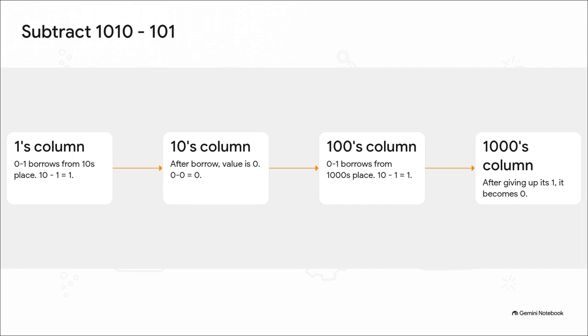Moving to step 2. That next column over gave up its 1, so it's a 0 now. The bottom number is also a 0. 0 minus 0 is 0. Piece of cake. Step 3, moving left again.